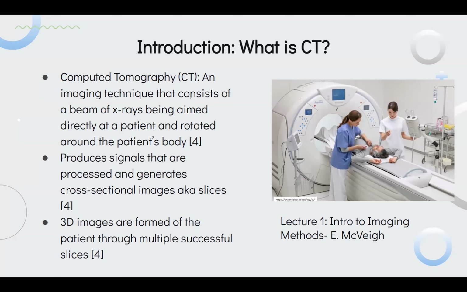Okay, so to start my introduction, what is CT?